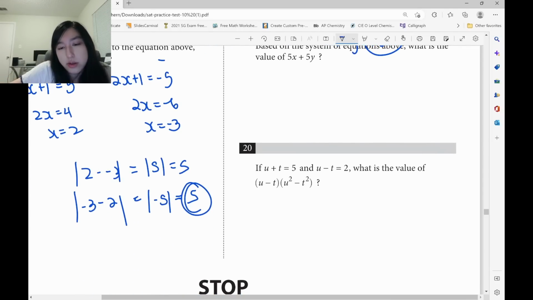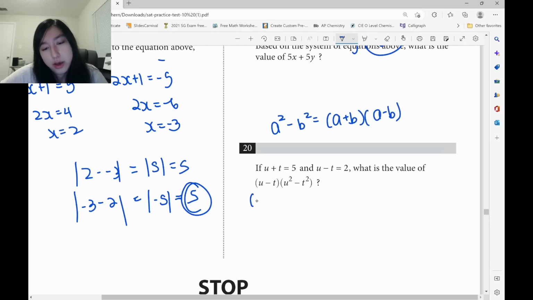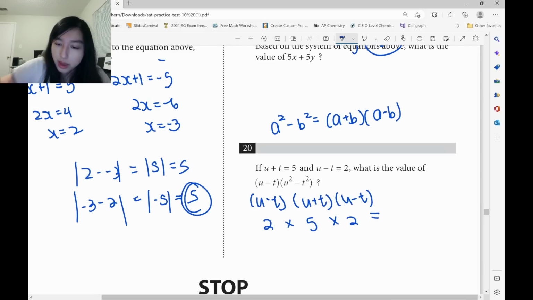And let's look at question 20. u minus t times u squared minus t squared. If you look at this, it's very similar to the difference of squares formula. The difference of squares formula is a squared minus b squared equals a plus b, a minus b. So if you use that here, u minus t, copy that first one, u squared minus t squared, we're going to replace it with u plus t, u minus t. So we have to multiply all three. u minus t is 2, u plus t is 5, u minus t is 2. Multiply all three together and we will get 20. That's it. That's our answer.